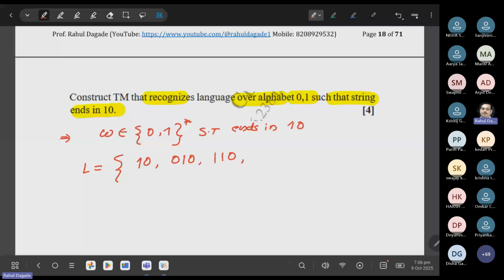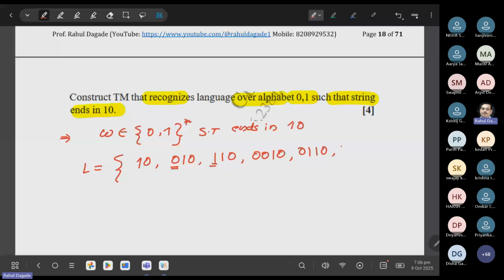Now, before 10, we have only one binary digit. What if we now have two binary digits? That is 0010, 0110, 1010, and then finally 1110. So these are part of the language.